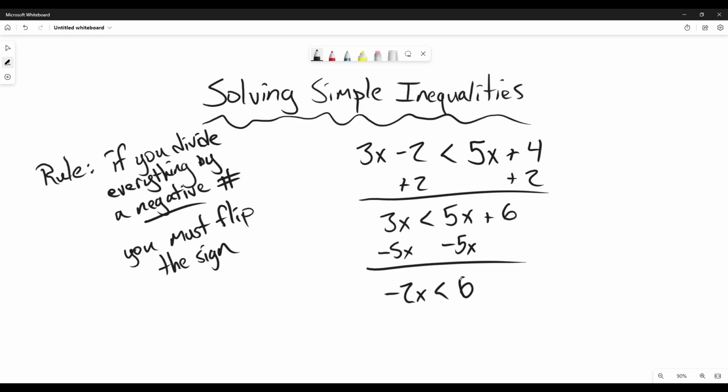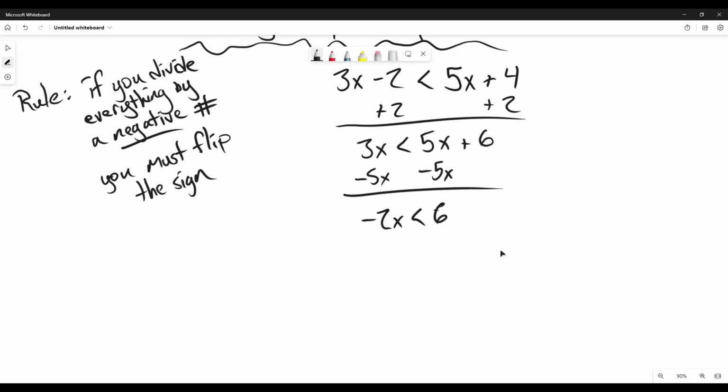Now remember, we have to get the x by itself. So to get the x by itself, we have to divide both sides by negative 2. And we have to remember our rule. Since we're dividing by a negative number, we have to flip the sign. So after we divide both sides by negative 2, we have x. Since this was a less than sign, we flip it the other way around. It's a greater than. And 6 divided by negative 2 is negative 3. So this would be our answer.